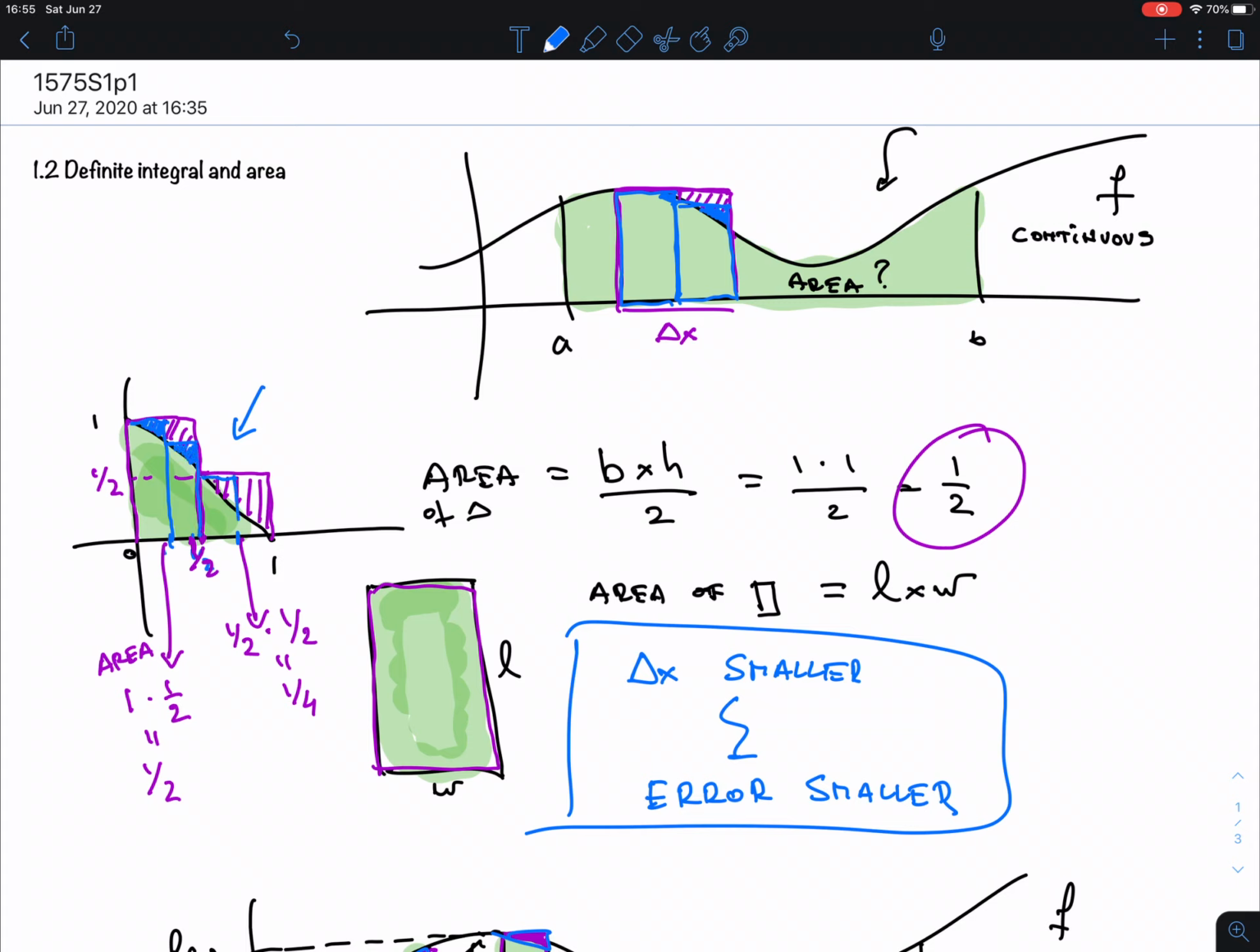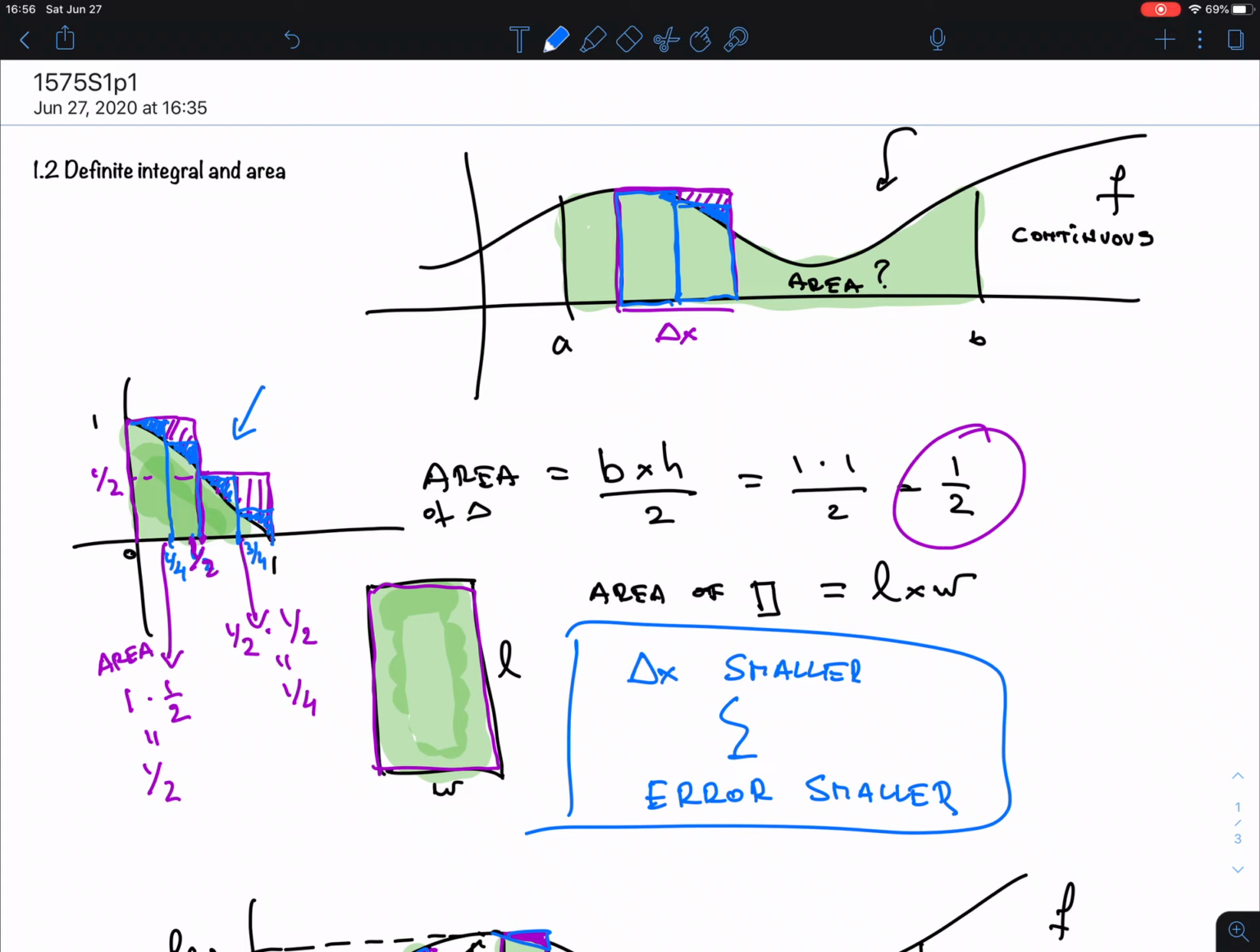Okay, I hope you can see what is going on, and this is the last one. You see the errors are less, the blue is less than the purple. Now we have to calculate everything. These intersection points are 1/4 and 3/4. I hope that's correct, right?